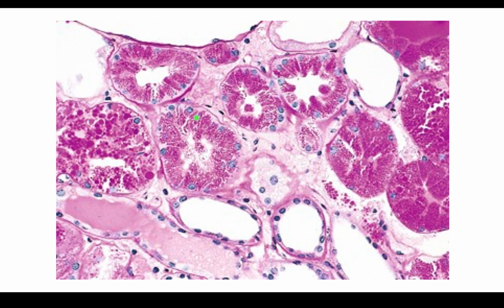Now, this is reversible to a certain extent, so if the proteinuria is fixed or decreases, the protein inside those proximal convoluted tubules can be metabolized and disappear. So it is technically reversible at this stage.